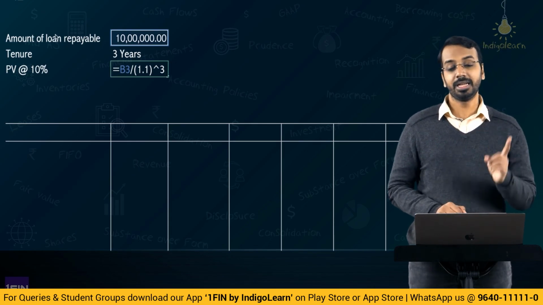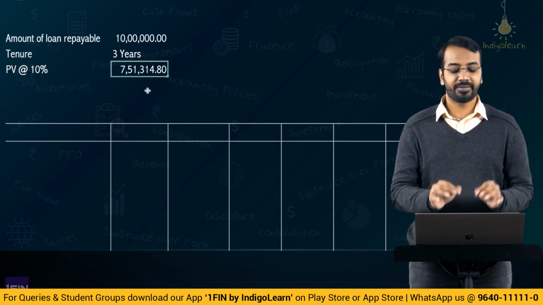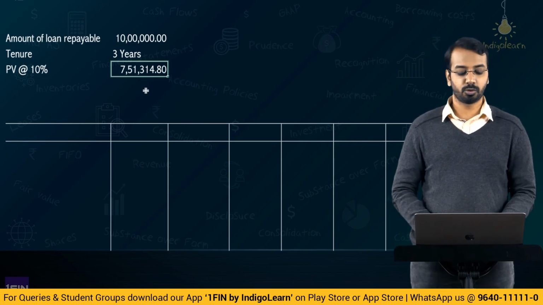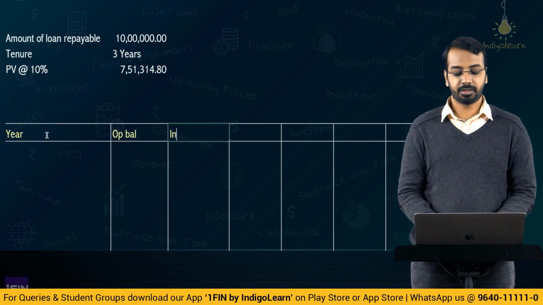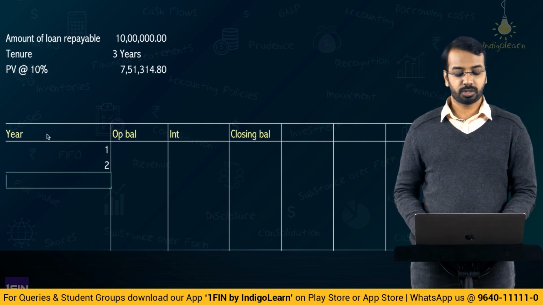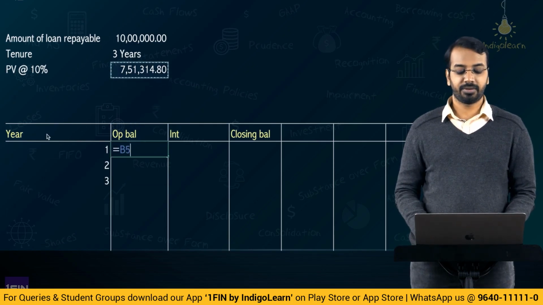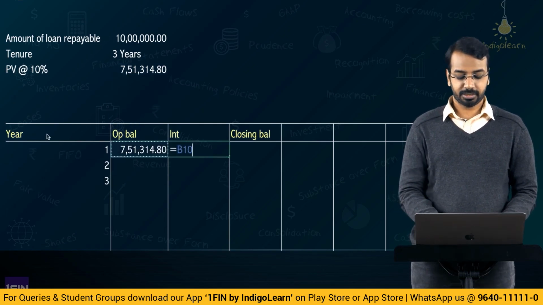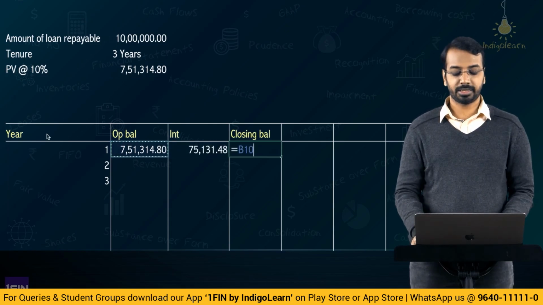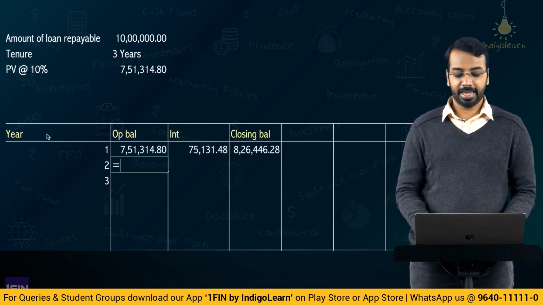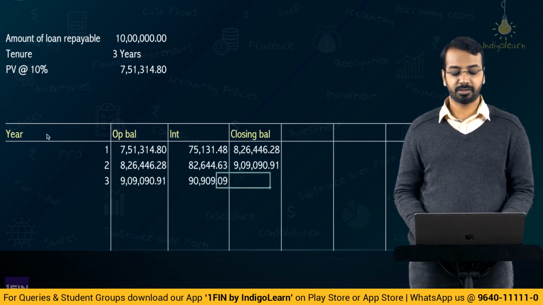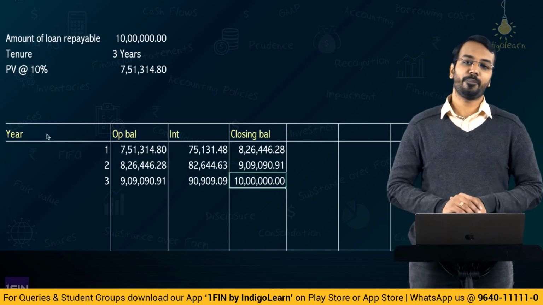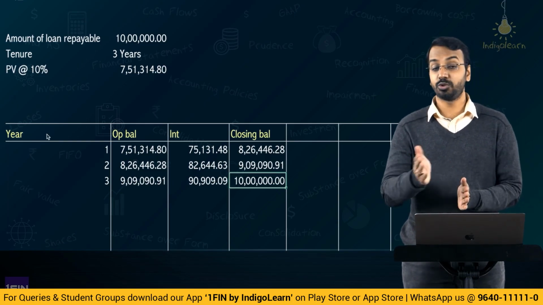Here it is a single payment. Present value of 10 lakhs works out to 7,51,314. So, if you prepare a table, year, opening balance, interest, there is no payment, you will just take the closing balance. 1, 2, 3 years, opening balance 751,314, interest this multiplied by 10%, closing balance this plus this, right? And again 826, interest 10%, closing balance. So, 10 lakhs is the closing balance which will be repaid.